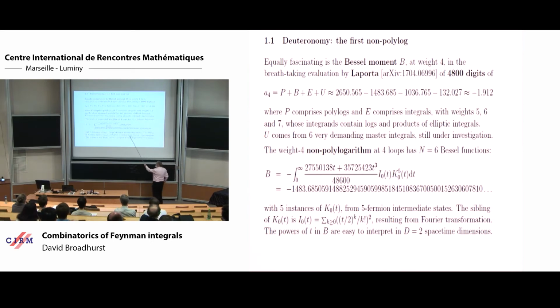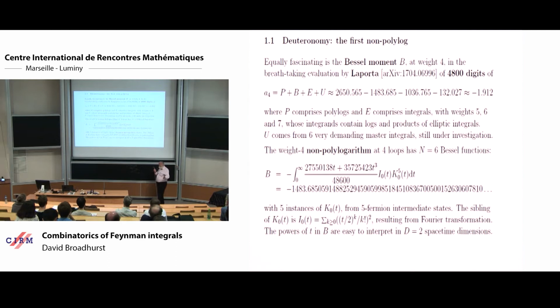Now, what's this I naught? Well, this I naught is associated with the external momentum coming in, and it's the sibling of K naught. It satisfies exactly the same differential equation from Daniel Bernoulli, subsequently claimed by Bessel, but it's well behaved at the origin. It has a perfectly convergent expansion in powers of t squared with infinite circle of convergence.